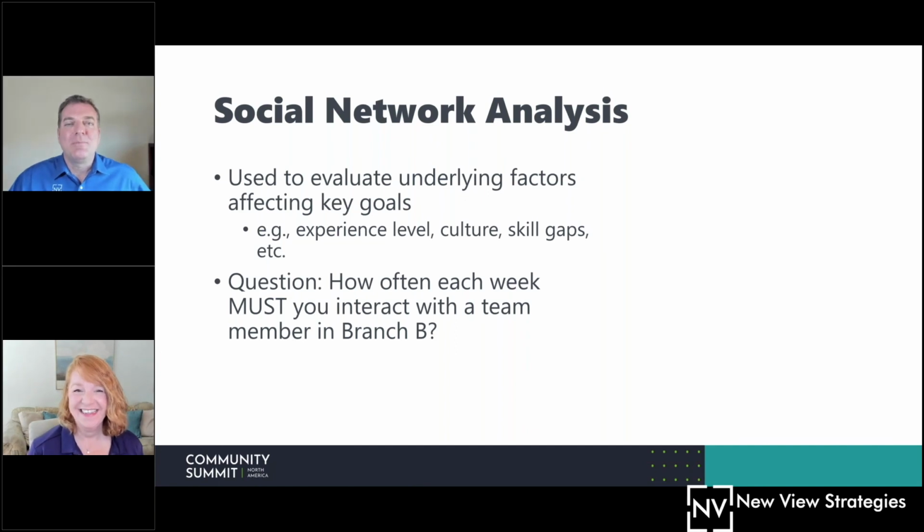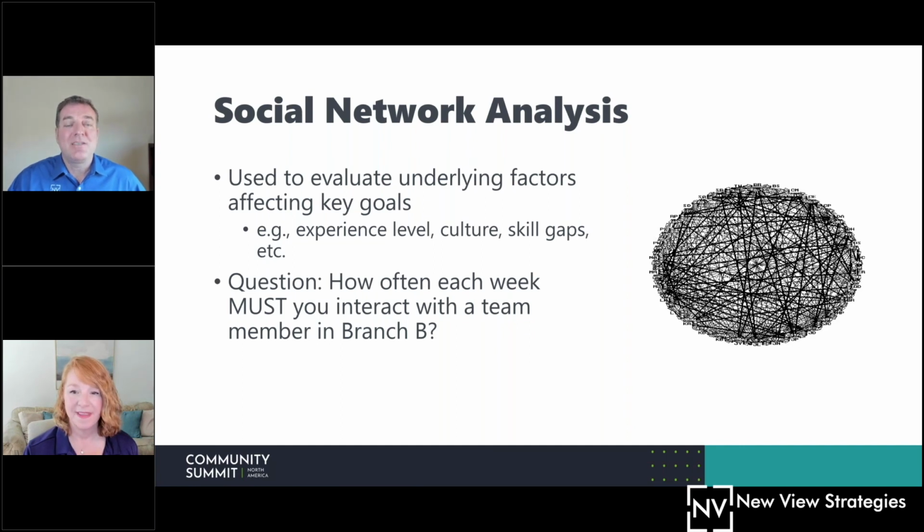You know what? It's important who talks to whom. Does anybody disagree with that? Absolutely agree. On a project, we ask, how often do you interact with a team member at branch B, right? Just understanding the flow of information. The graph we got back, this is on a weekly basis, we call it the hairball. And boy, really, really helpful. That excited management, let me tell you.